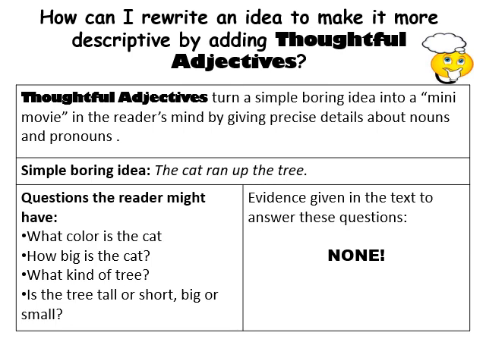So for example, in the sentence, the cat ran up the tree, there are two nouns in the sentence, the cat and the tree. As of right now, with just this simple sentence, we have no idea what color the cat is, how big the cat is, what kind of tree. Is the tree tall, short, big, or small? We don't have any details other than the cat ran up a tree, okay?